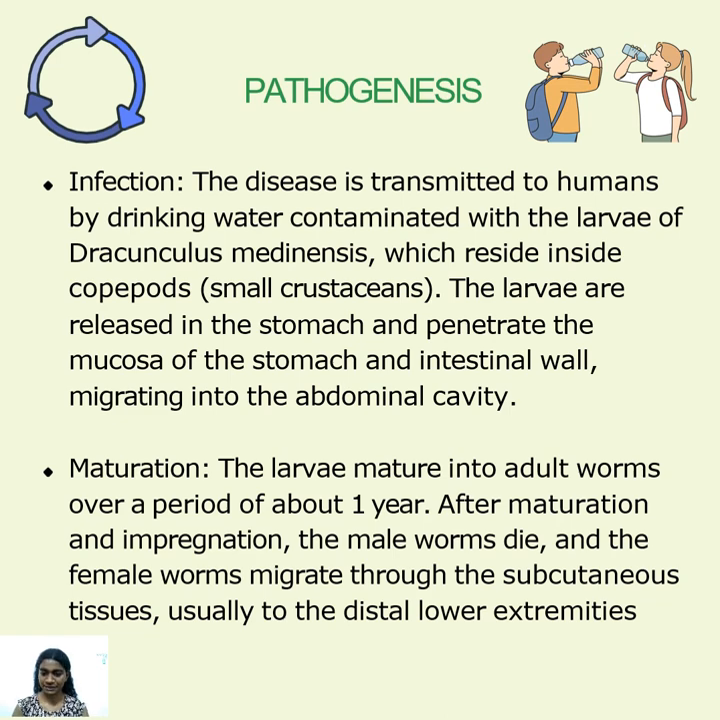the abdominal cavity. So that is the first stage where humans consume contaminated water, and therefore these parasites have the ability to penetrate the mucosa of the stomach and intestinal walls and eventually migrate into the abdomen. Moving on to maturation. The larvae mature into adult forms over a period of about 1 year. After maturation and impregnation, the male worms die and the female worms migrate through the subcutaneous tissue, usually to the distal lower extremities.